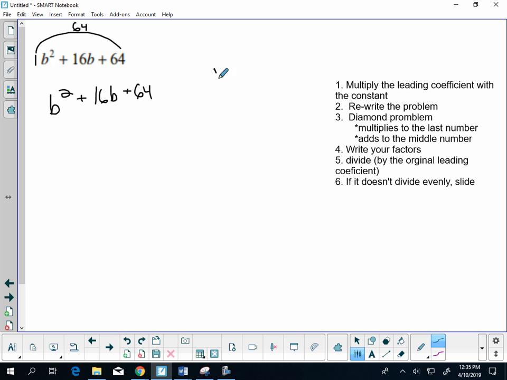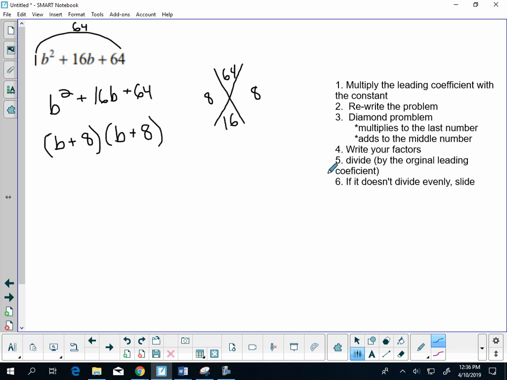Let's do a diamond problem. And the more you do this, you're probably going to do some of these in your head. It needs to multiply to 64, add to 16. Those 2 numbers are 8 and 8. 8 times 8 is 64. 8 plus 8 is 16. Write my factors. I guess I could have put write my factors inside of parentheses. So I'm going to get b plus 8, b plus 8.